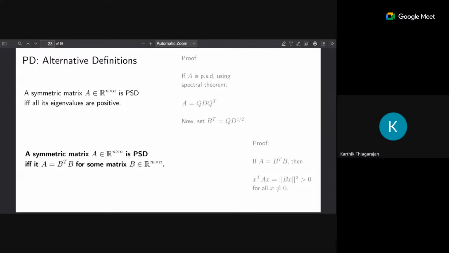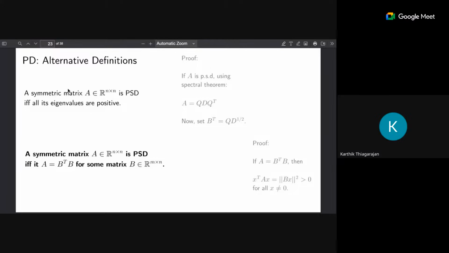Right, so that is PD. So all these definitions, if you change positive to non-negative, you will get PSD. Likewise, here it's fine. But here, if you change positive to non-negative, you will get PSD. Is it clear? Can I move on?